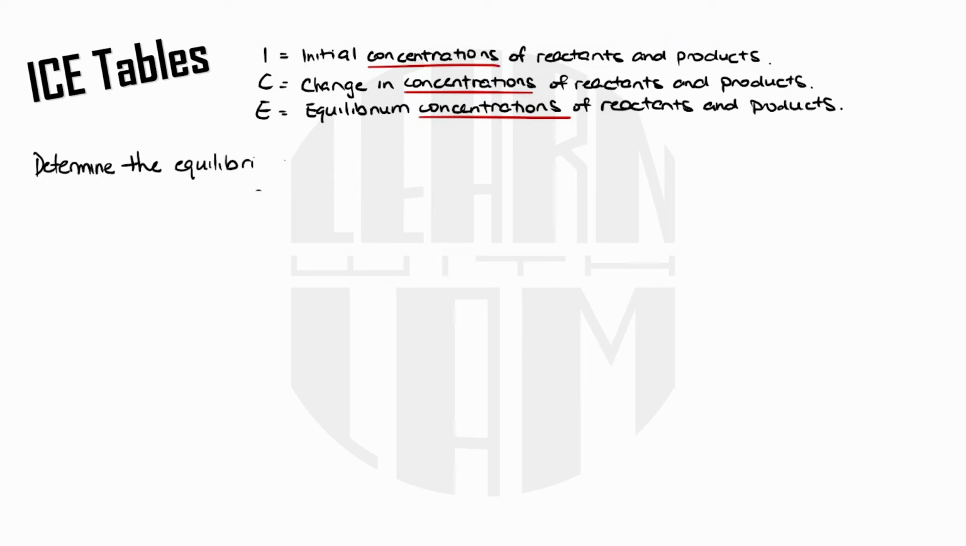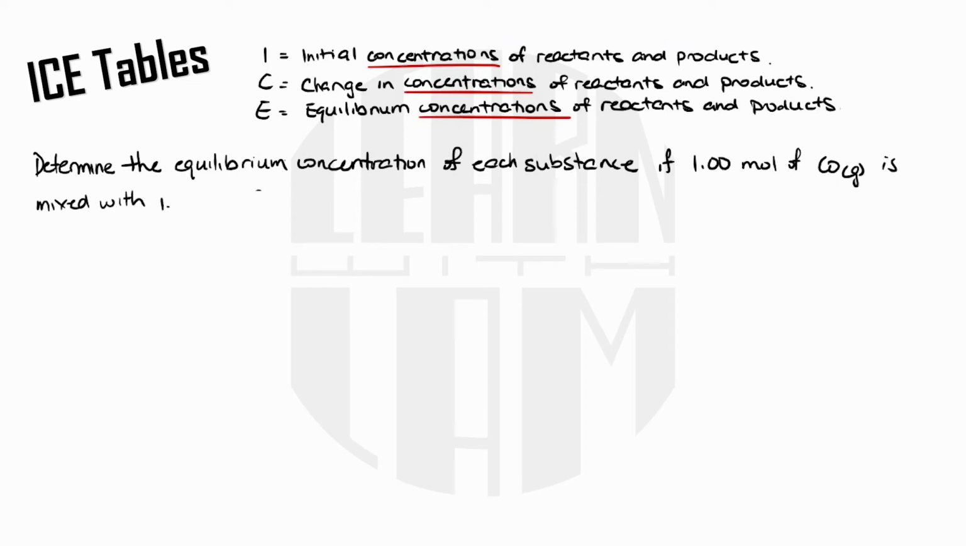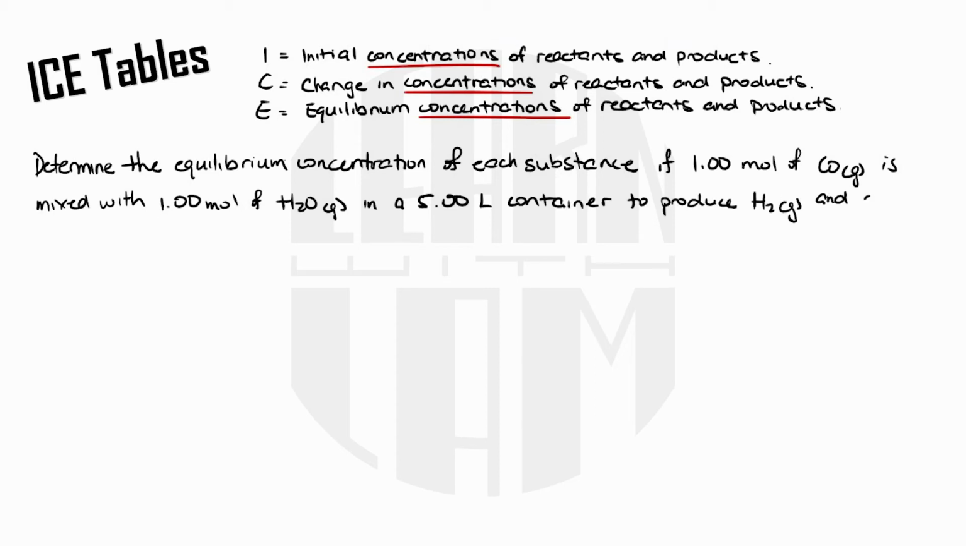Determine the equilibrium concentration of each substance if 1.00 moles of carbon monoxide gas is mixed with 1.00 moles of water vapor in a 5.00 liter container to produce hydrogen gas and carbon dioxide gas. The KEQ of this reaction is 0.83. So, notice this time we already have KEQ and we're looking for the concentration of each substance at equilibrium. No problem. We'll set up our ice tables just like we did before.